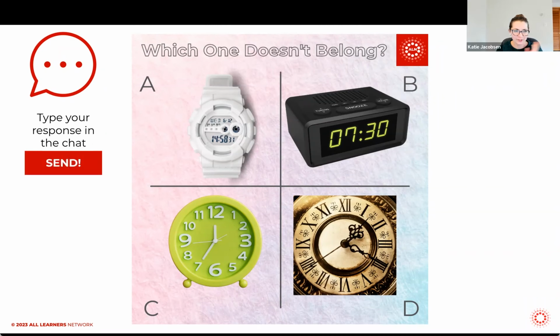All right, go ahead. Which one doesn't belong? And why do you think so? So we see D is the only one with Roman numerals. Ooh, B, there's a speaker on that one. I'm just reading a few as they fly by in my chat here. B does not have a circular face. A doesn't because it's in military time.